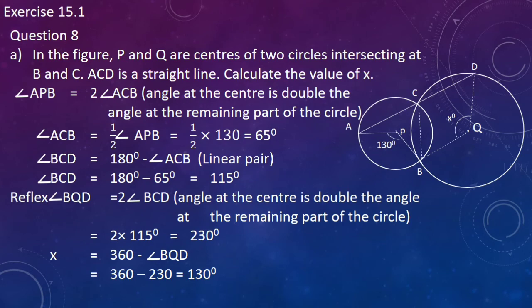Now, at the point Q, we have the reflex angle BQD and angle X. The value of X can be obtained by subtracting, 360 minus angle BQD, that is 360 minus 230 is equal to 130 degree.